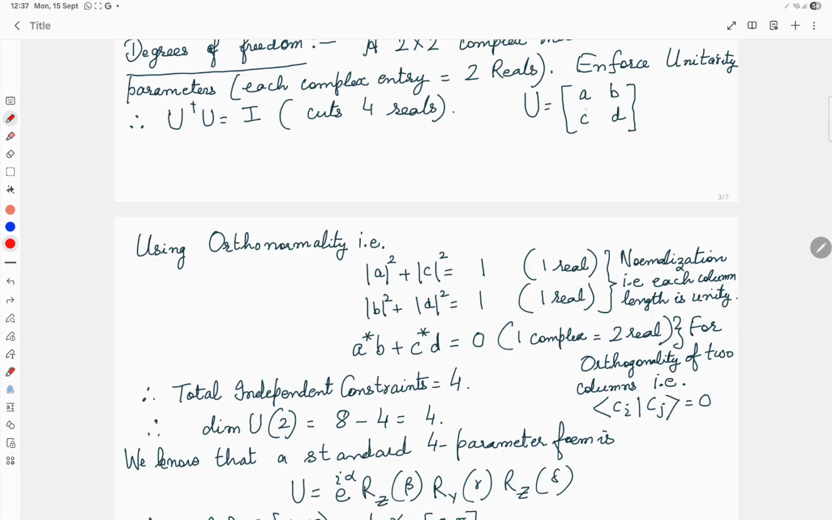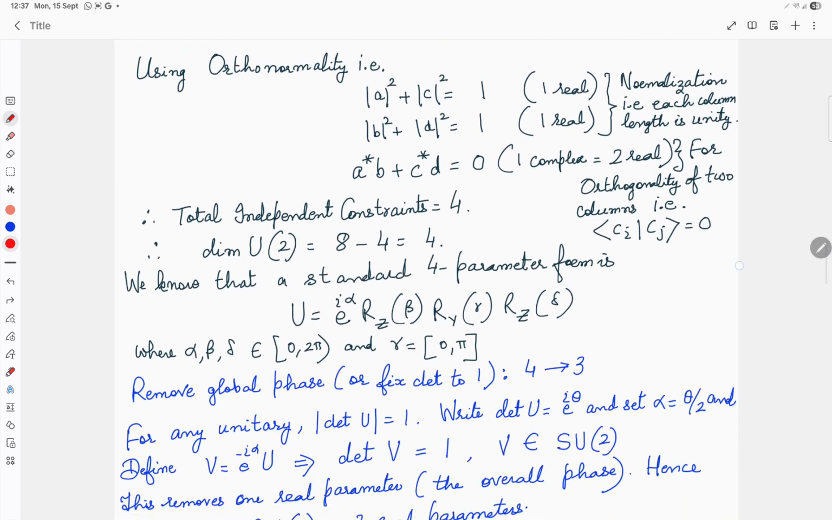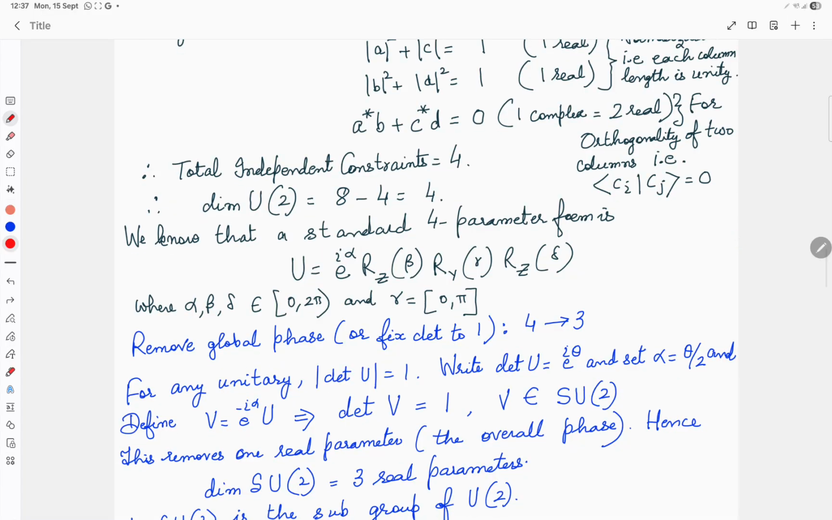and the two columns are orthogonal, meaning a conjugate multiplied by b plus c conjugate multiplied by d should be equal to 0. This is a complex number, so 2 real constraints. Therefore, if you enforce unitarity, 4 degrees of freedom will be cut out. The total independent constraints will become 4. Now we know that a standard 4 parameter form is like this. This unitary is a standard 4 parameter form where you have the global phase, and the angles β, γ and δ, right?